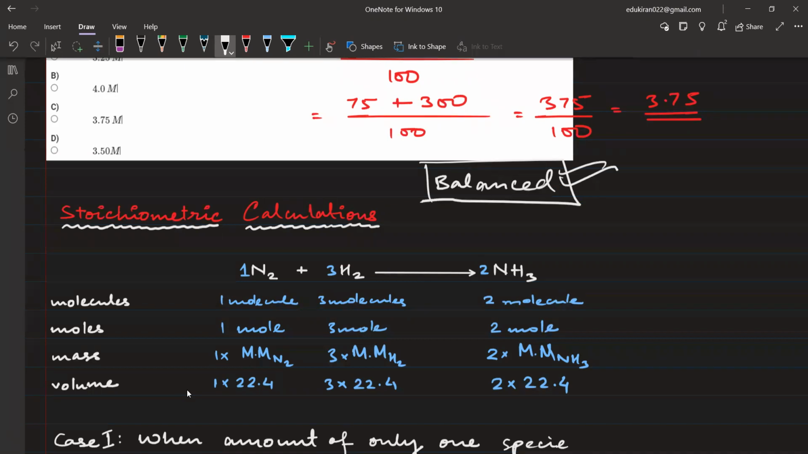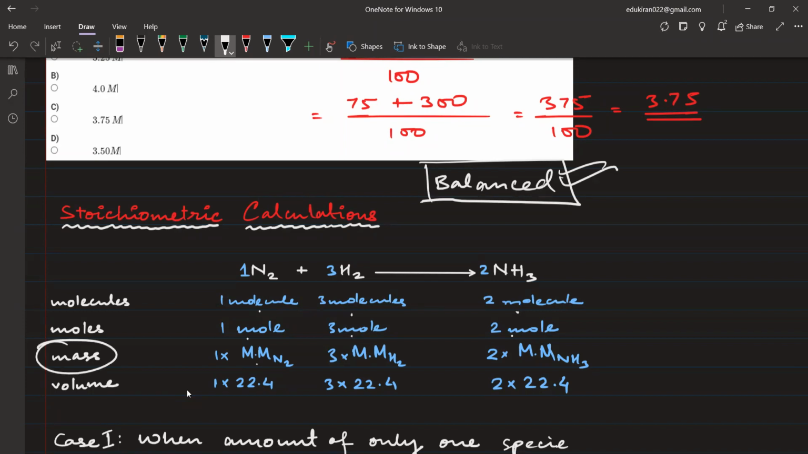Okay. Now what does the chemical equation mean? If you have 1N2 plus 3H2 gives you 2NH3, what does it mean? It means one molecule of nitrogen, N2, and 3 molecules of H2 give 2 molecules of NH3. In terms of moles, it means 1 mole of N2 reacts with 3 moles of H2 to give 2 moles of NH3. In terms of mass, 1 into the molar mass of nitrogen reacts with 3 into the molar mass of hydrogen. ठीक है?